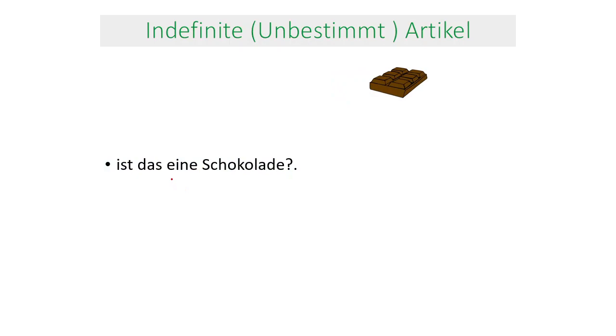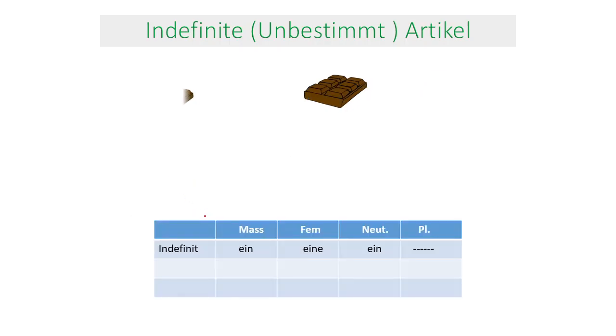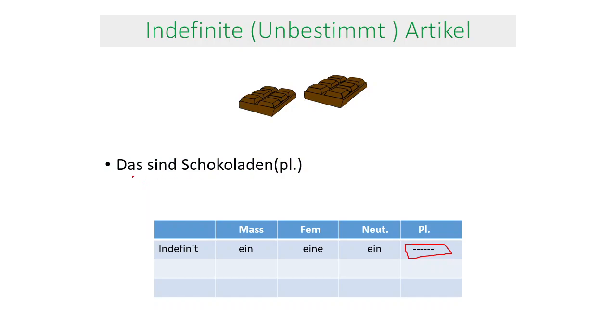Ist das eine Schokolade? Eine, feminine. Ja, das ist eine Schokolade. Yes, this is a chocolate. For feminine, we have eine. And if this is plural, then we have no article here. Like, das sind Schokoladen. These are chocolates, so no article, because there is no article in plural.